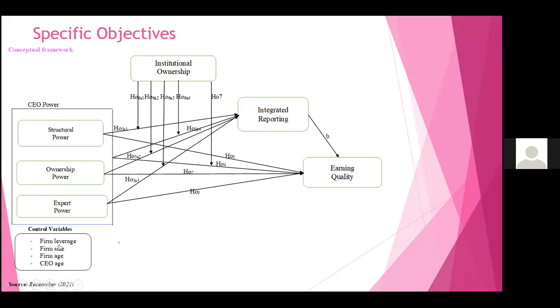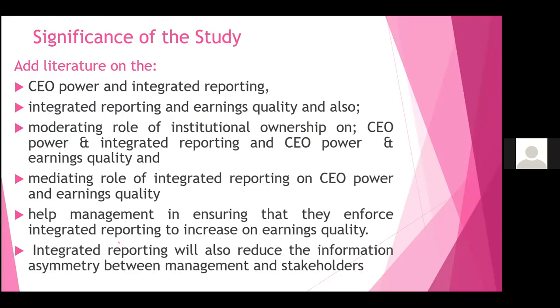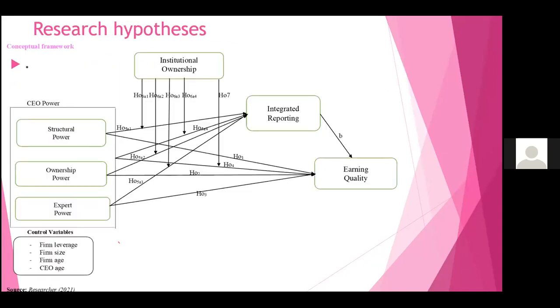I will have a few control variables: firm leverage, because it has an effect on earnings quality, and firm size, firm age, and CEO power. I have to control for CEO power because maybe the older the CEO, the more power they have than a young CEO. Now, my objectives are getting the relationship between CEO power and earnings quality, but also the relationship between structure power and earnings quality, ownership power and earnings quality, and expert power and earnings quality.